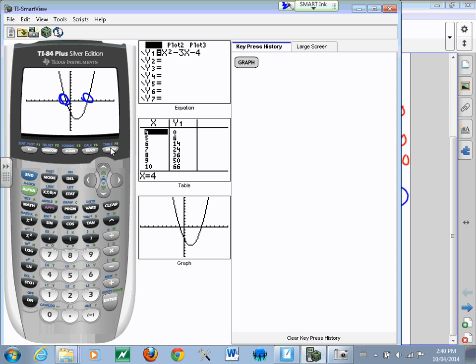But you never know. It could be a decimal, so you can actually use the calculate menu. And I'll show you how to do that. So you're going to press second and trace.